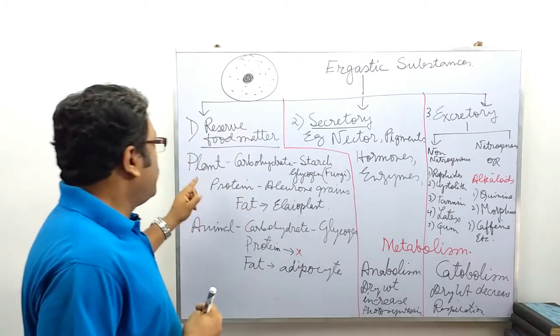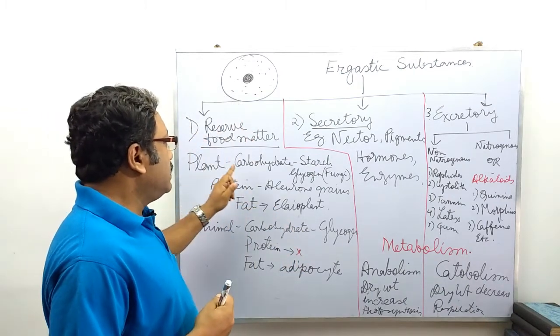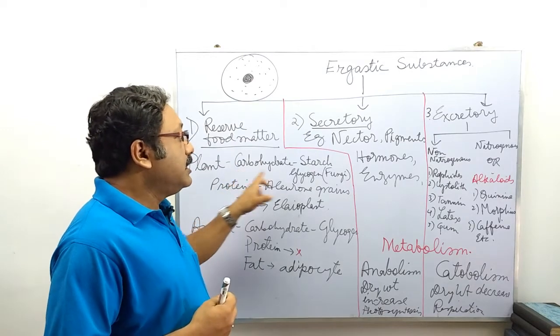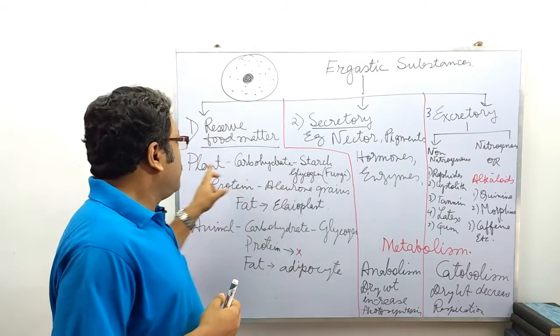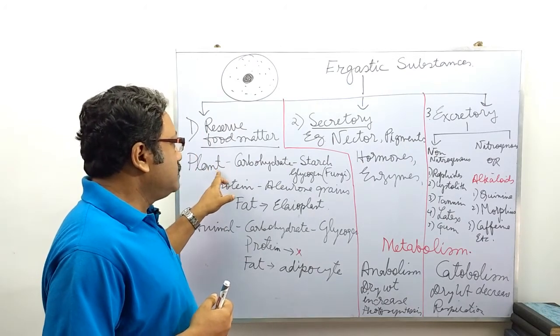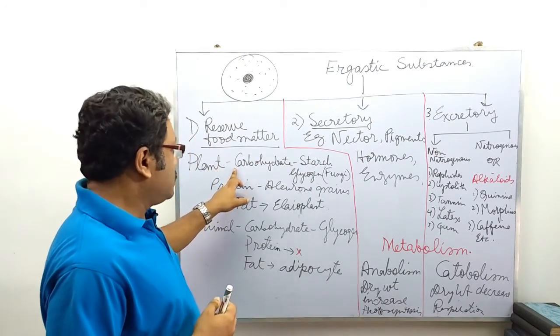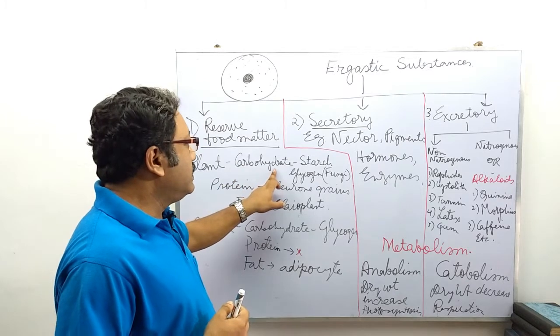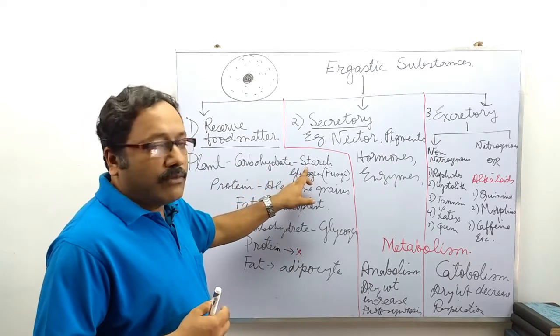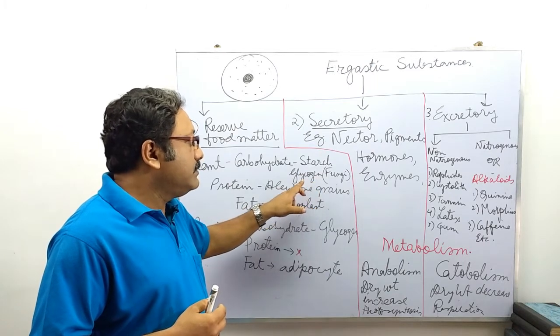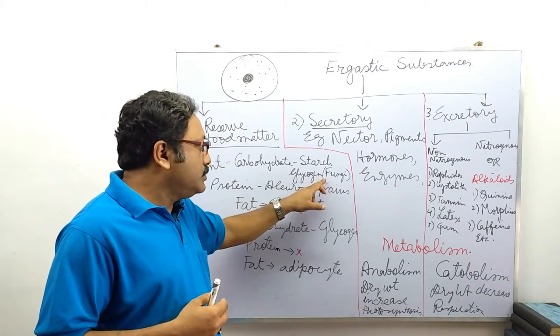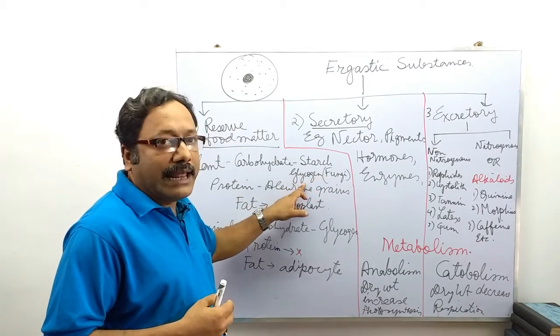So plants store the carbohydrate type of food matters in the form of starch. All sorts of plants do store the carbohydrate type of food in the form of starch. Only exceptional case is the fungi. Fungi do store in the form of glycogen.